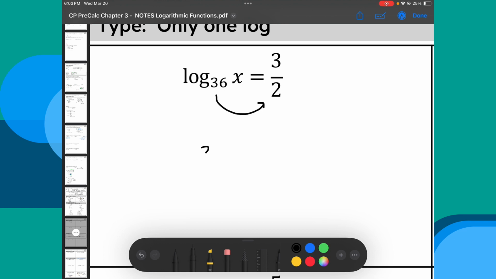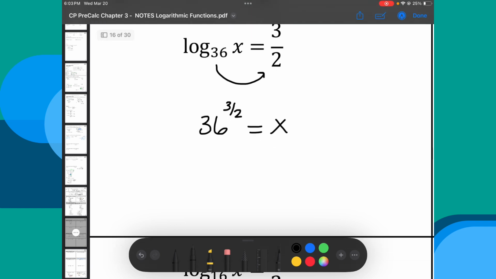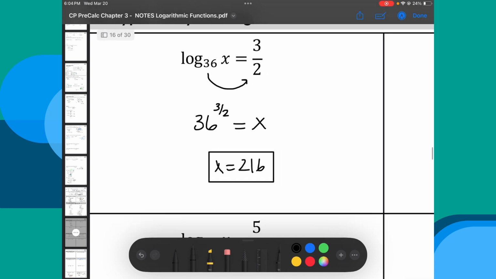So 36 raised to the 3/2 power is equal to x. We can then evaluate that. You can throw it in your calculator. You can take the square root of 36 and then cube it, and you should get 216. I would pause and try the other 3. They're all a little bit different, but pause the video and try the other 3.